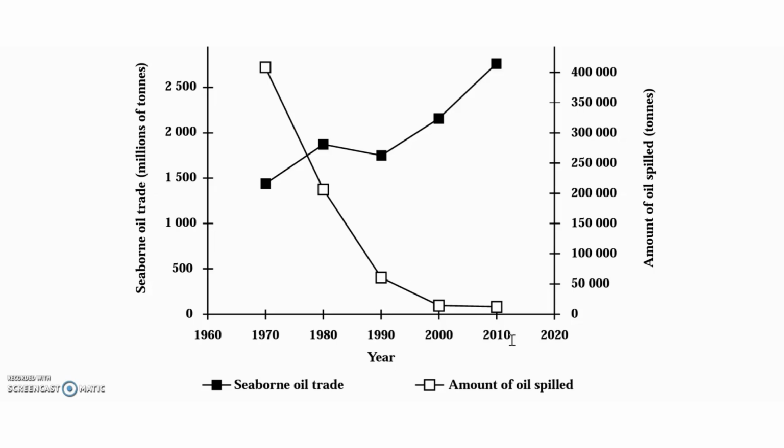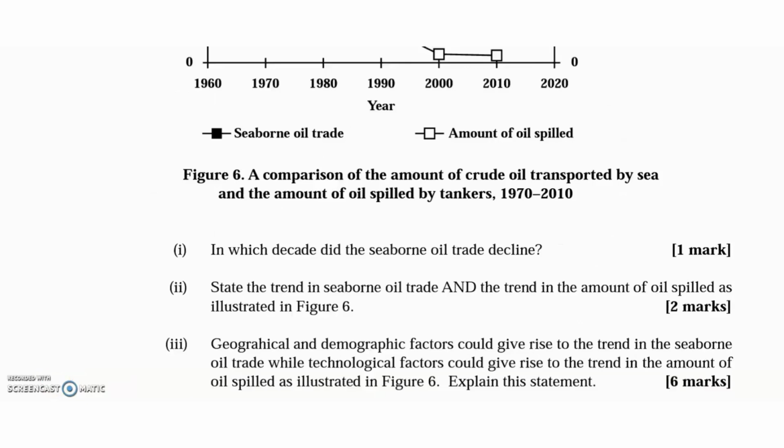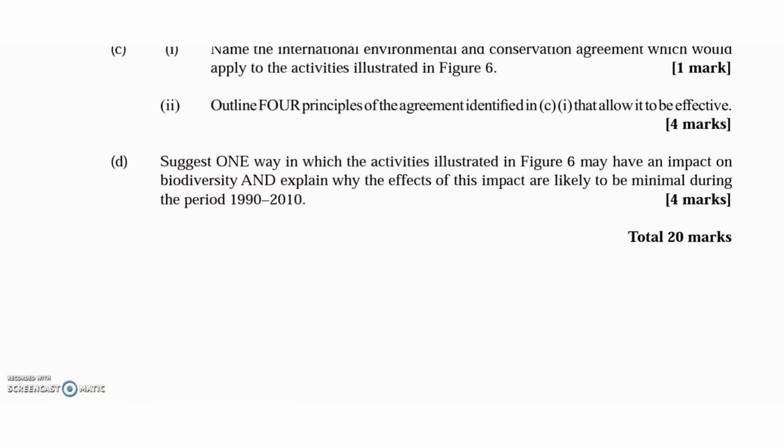Because the seaborne oil trade is still existing, as you can see from the graph, the black line going up. But technological innovations have contributed to a stark reduction in the amount of oil being spilled, which will minimize the amount of disturbances upon the marine environment or the diversity. The entire marine ecosystem will not be as compromised as in previous years. So that's basically it, and this takes us down to the last question in the year 2015 paper.